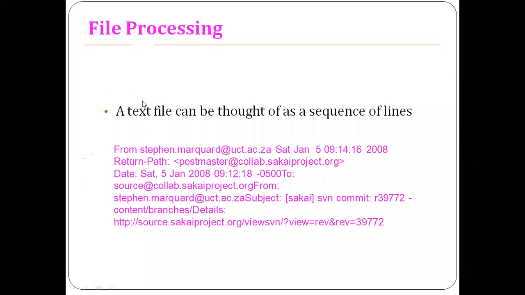As you already know, a text file can be thought of as a sequence of lines. It is nothing but a sequence of lines. This is one line followed by a backslash n. This is another line followed by a backslash n. This is the third line followed by a backslash n, and so on for all the lines in the file. You are going to append backslash n.